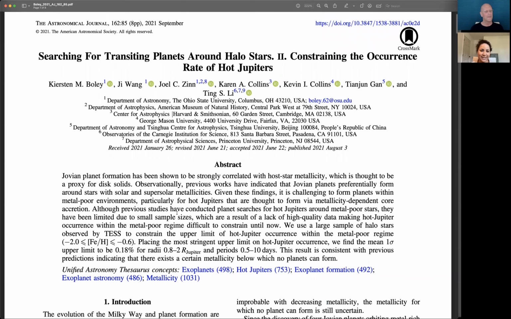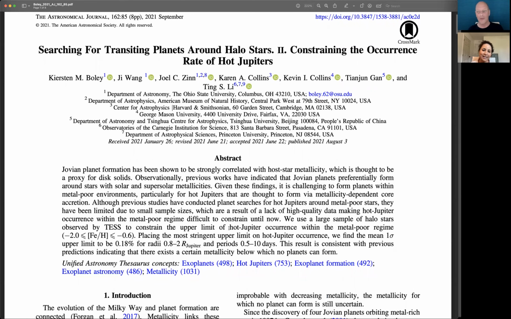And we're going to see part of that in this very awesome AJ article. And it's open access, people. We're in the open access area. You can go grab a copy for free. Go get one. Searching for Transiting Planets around Halo Stars. II. Constraining the Occurrence Rate of Hot Jupiters. And Kiersten, take us away.